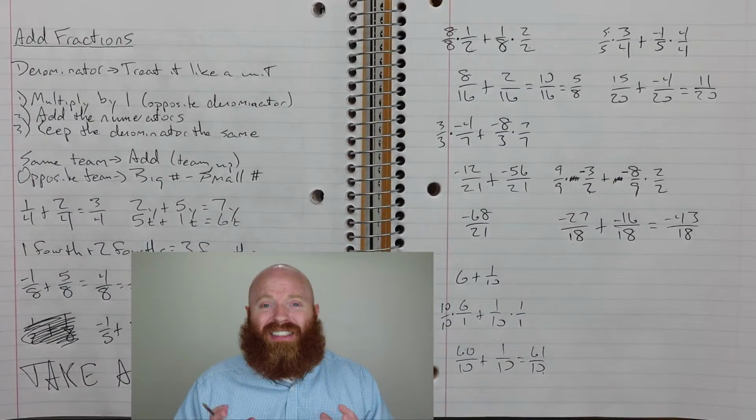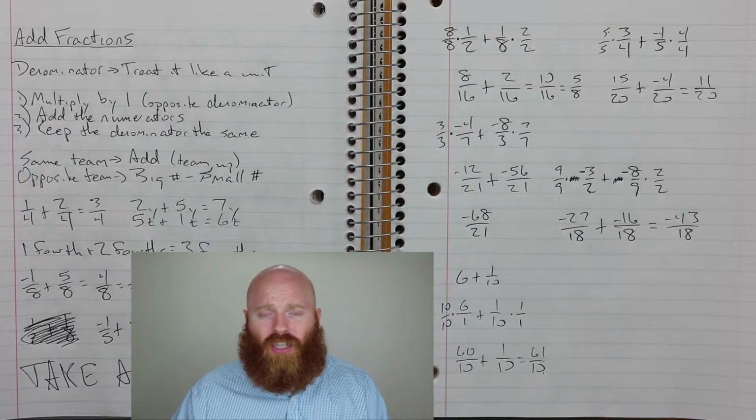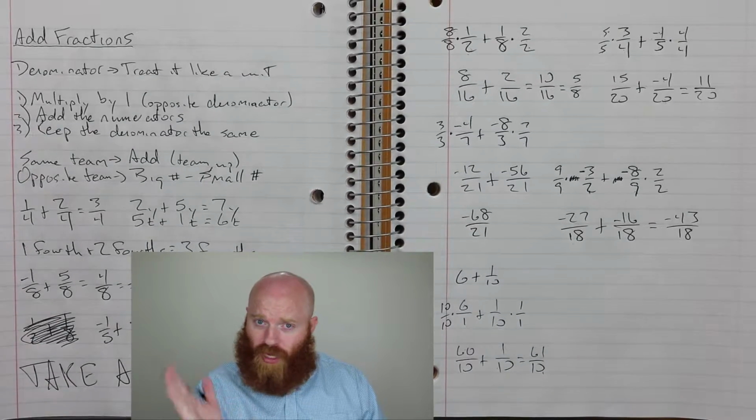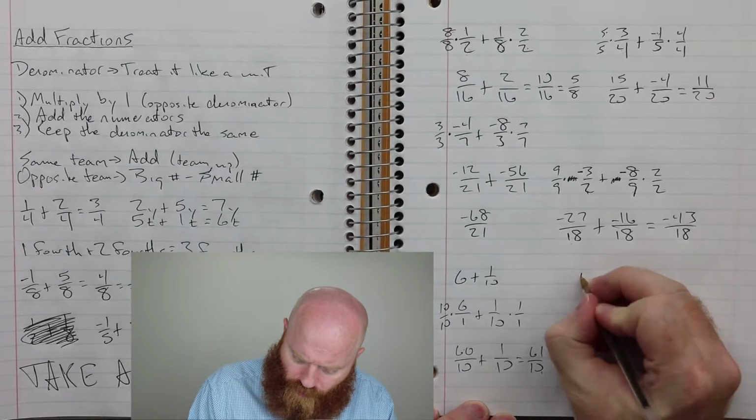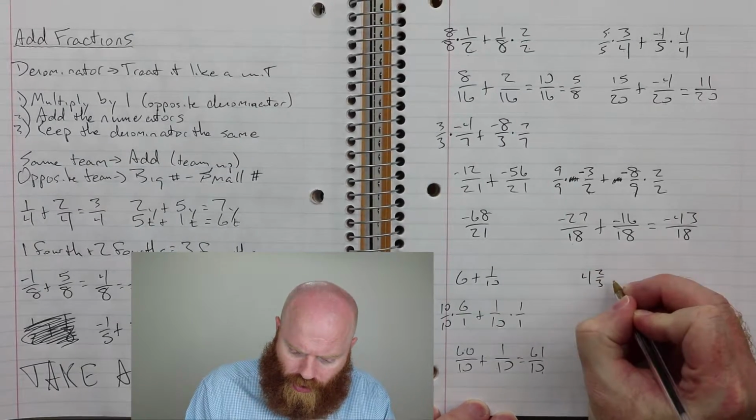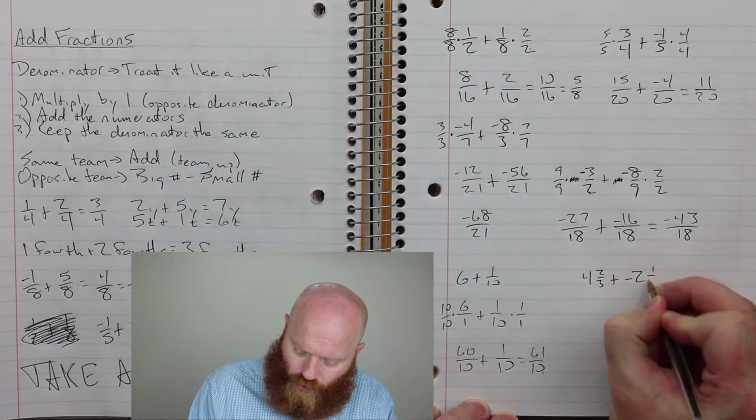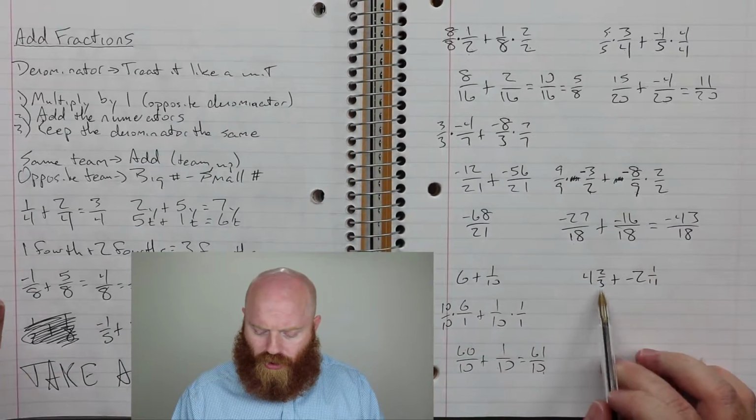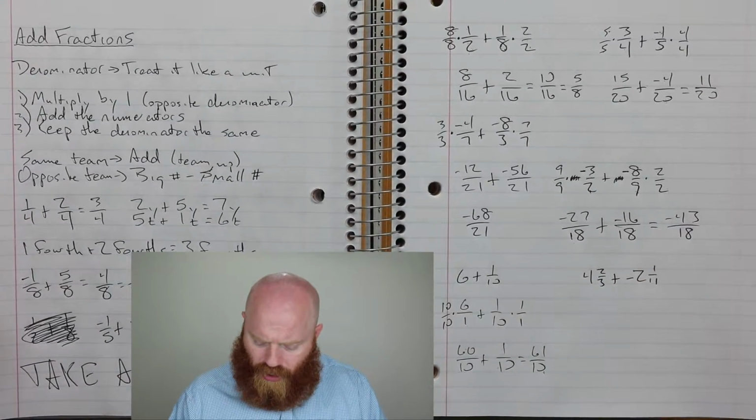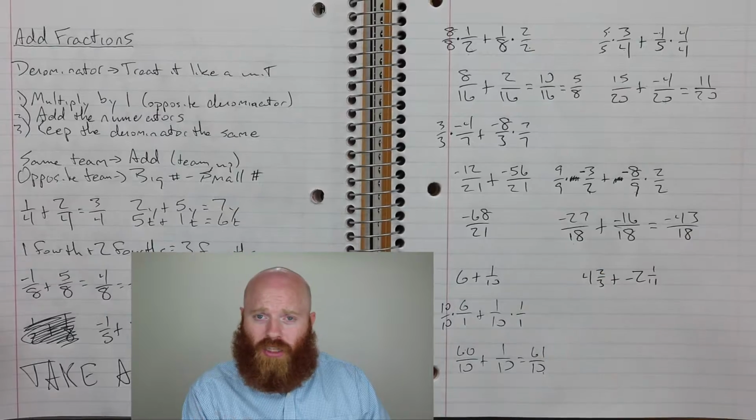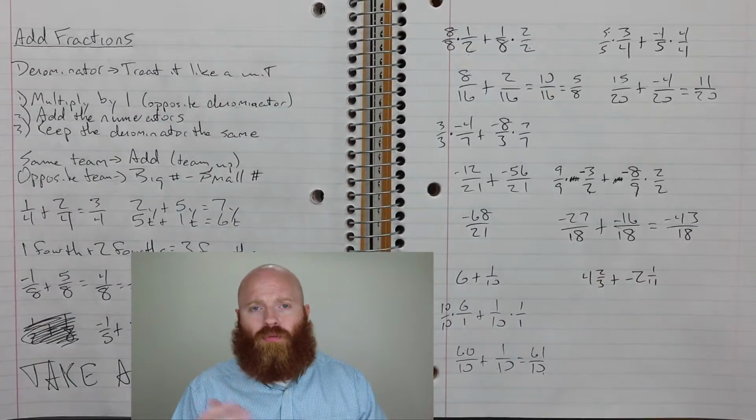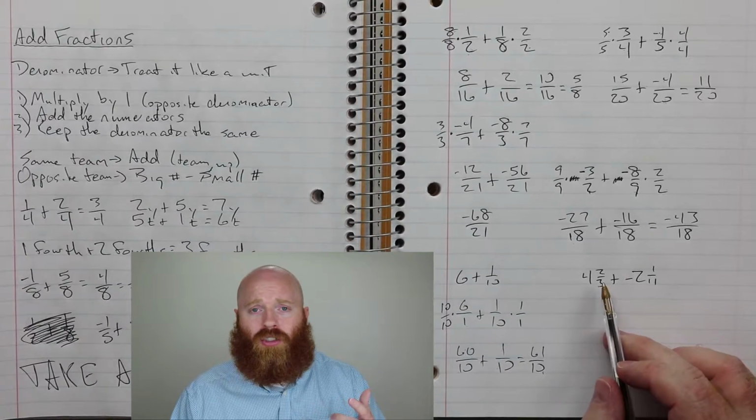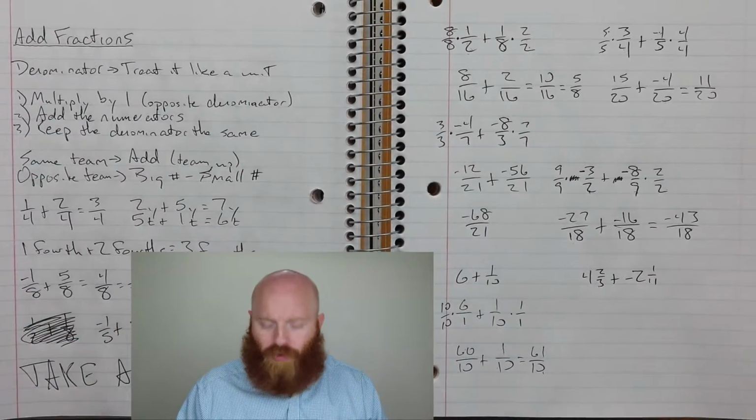Well, what if they use mixed numbers? Now that's above our level. I haven't taught you how to do mixed numbers yet, but you might already know how to do them: times plus. Okay, let's try it out. 4 2/3 plus negative 2 1/10. I'm going to go times plus. If you don't know how, just go to my video on converting mixed numbers into improper fractions. But the bottom line is times plus.